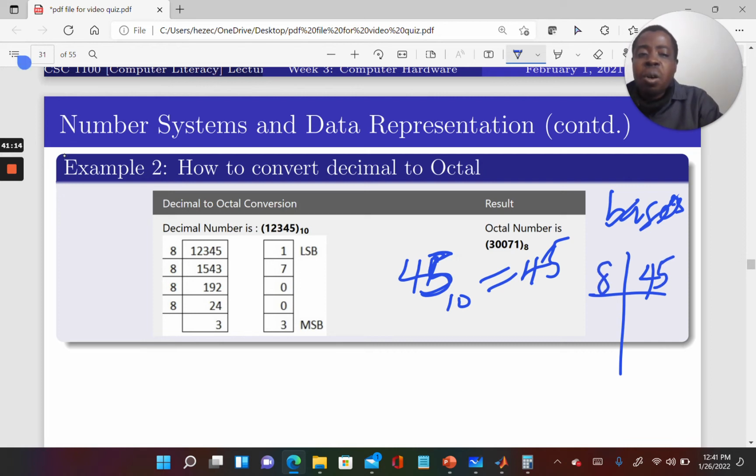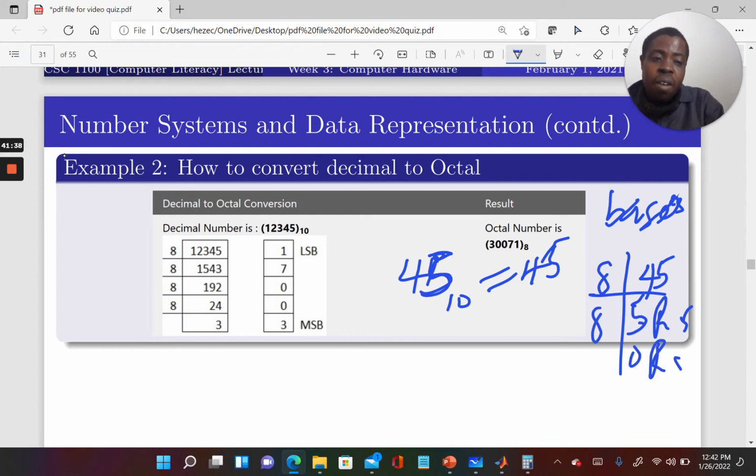So how many times does 8 go into 45? That will be 48, right? No. 7 times? No, 40, right? So 8 goes into 45 five times, remaining 5. So 8 goes into 5, 0 times.